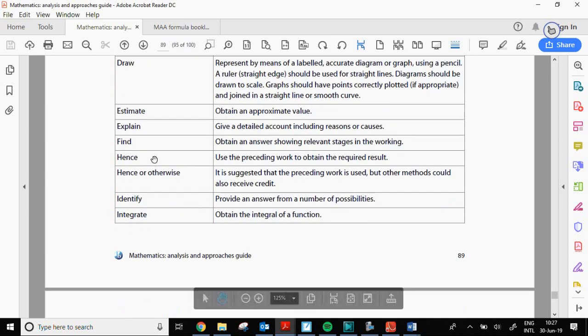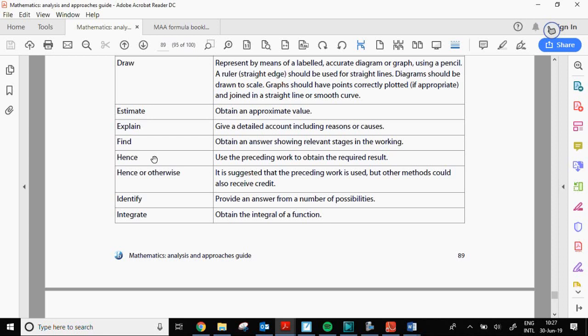Next, hence. This is the most important command term, I think, that we need to get used to as new IB students. Use the preceding work to obtain the required result. So a lot of IB problems will have part A, B, C, however many parts there are. When you get up to part C and it says hence, that means you need to use the results maybe from part B and or part A to proceed in part C.